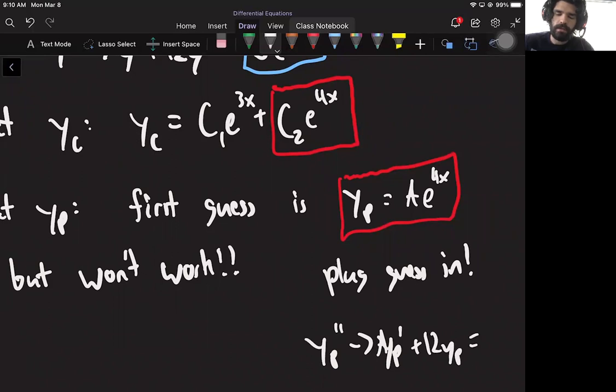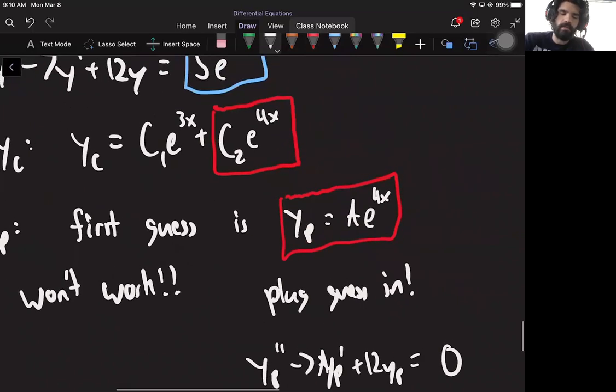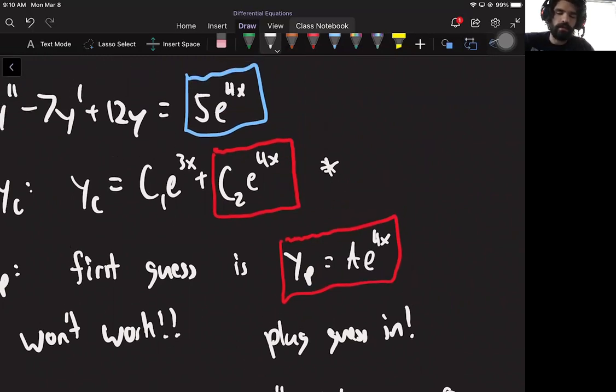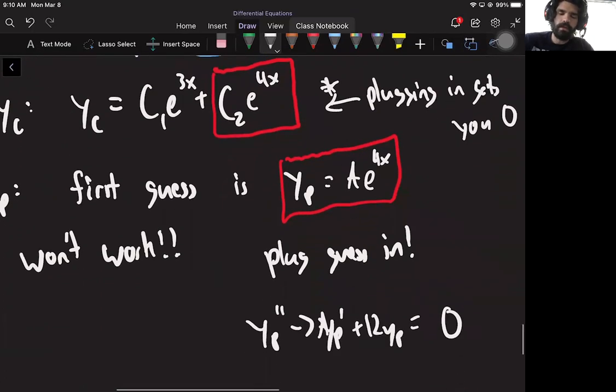It's not going to work because what is this just going to add up to? This is just going to add up to 0, because it's part of the complementary solution, which is the solution to the homogeneous version. And the point of the complementary solution is that plugging this in gets you 0, and it doesn't get you any e to the 4x's. So this guess is not going to work because it'll just end up being 0 when I plug it in.